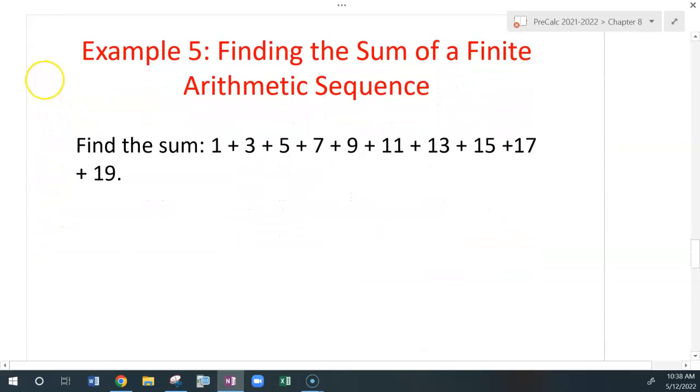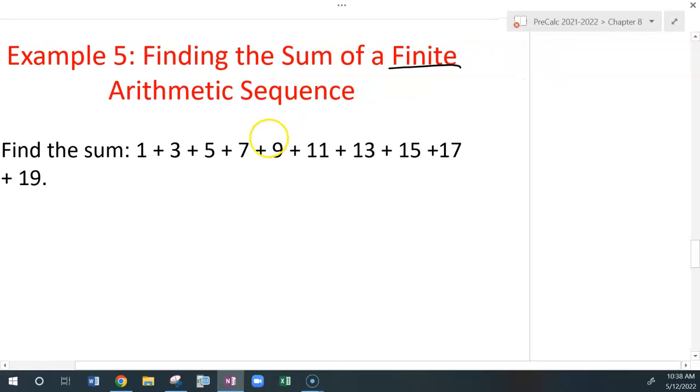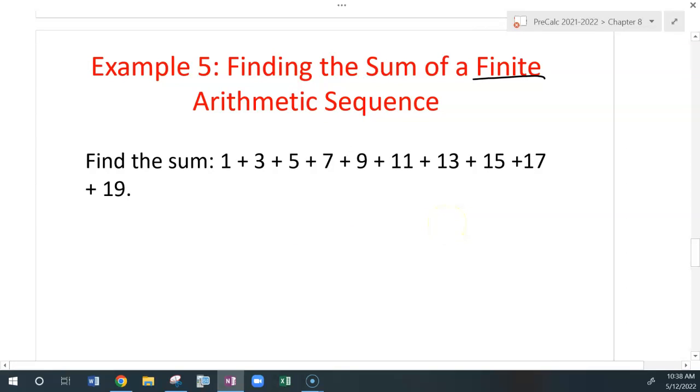All right, the next thing we're going to do is find the sum of a finite arithmetic sequence. So finite means it ends. It doesn't go on forever. So we're going to find this sum of 1 plus 3 plus 5 plus 7 plus 9 plus 11 plus 13 plus 15 plus 17 plus 19. Option 1 is to get your calculator and add all of them up. And that's fine if the sequence is small enough. Like you could add up 1, 2, 3, 4, 5, 6, 7, 8, 9, 10 terms. We have 10 terms in here.